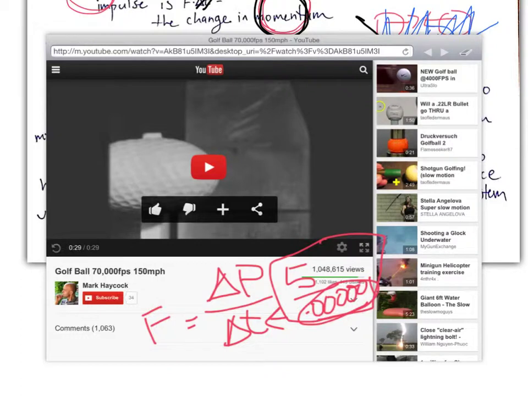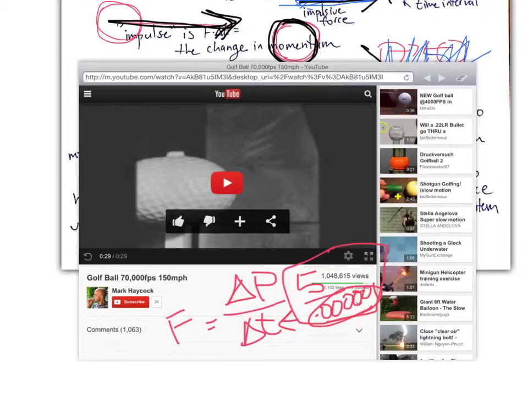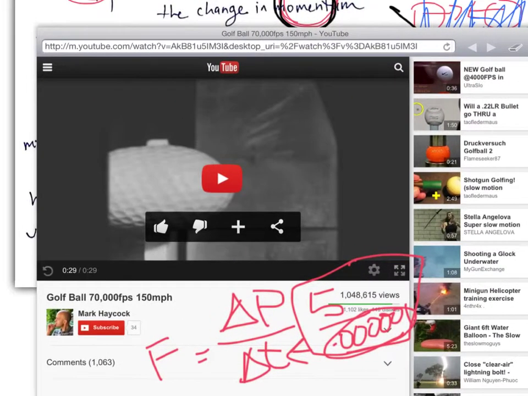So let's watch the force involved in changing the momentum of the baseball and be amazed at how, why is this not working? Oh, maybe I'm done being able to play that. Oh well, but you saw it once, and it was amazing. The golf ball was severely deformed because the force was so great.